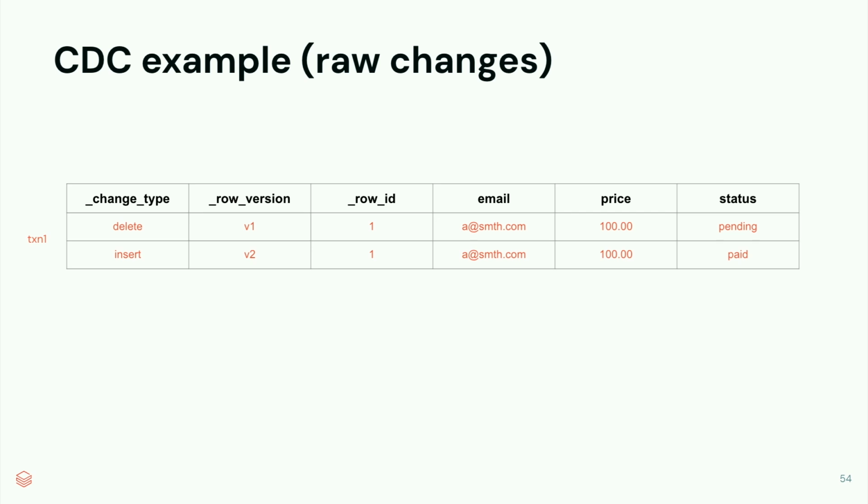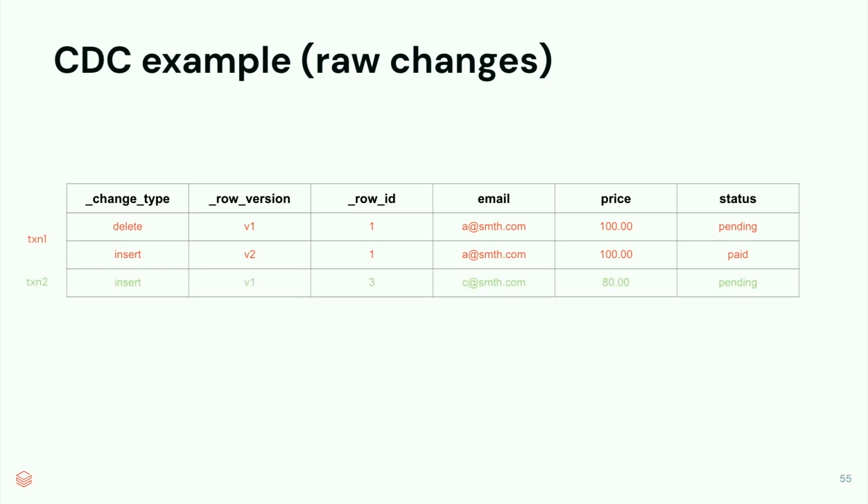If we ask Spark for changes across these 3 transactions, then we would get something like this. For the first transaction, you would have a delete and insert, because again, there is no concept of update in Delta and Iceberg. So you would have 2 records in your changelog, one delete, one insert. You see that the status column is different, and the row version is updated as well. Row ID remains the same. The row version changed because the record was updated.